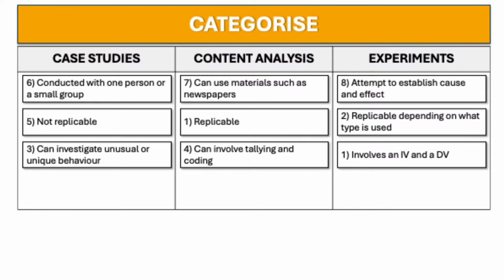I think most of you got that one. Involves an IV and DV, that's a big giveaway. And it's replicable depending on what type is used. Now, can anyone tell me what I mean by that? When we say it's replicable depending on what type is used, there are different types of experiments. We've covered a few of them already. What do we mean by that? What are we referring to there? So, for example, what type of experiments might not be so easy to be replicated, do you think?